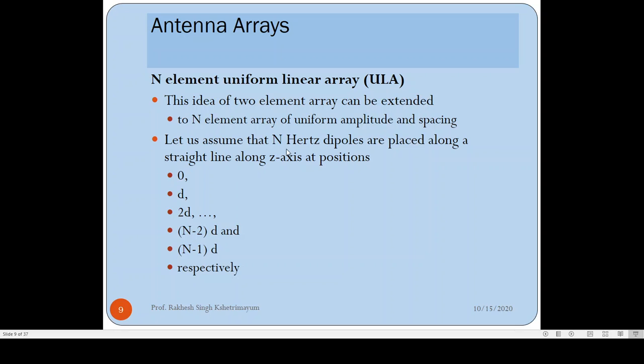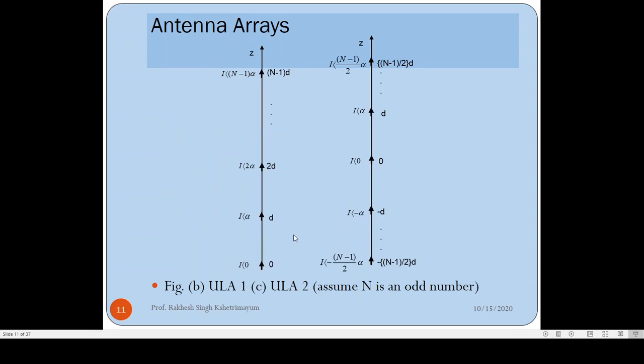In this case we have n Hertz dipoles placed along a straight line along the z-axis at positions 0, d, 2d, up to (n minus 2)d and (n minus 1)d respectively. This diagram will clarify that. We are considering a uniform linear array. This is the first Hertz dipole, second, third, and so on. The distance between each is d. So we have a Hertz dipole at 0, at d, 2d, and so on up to (n minus 1)d. We supply current I with 0 phase, then current I with alpha phase, then 2 alpha, and so on. So this is the uniform linear array we are considering.